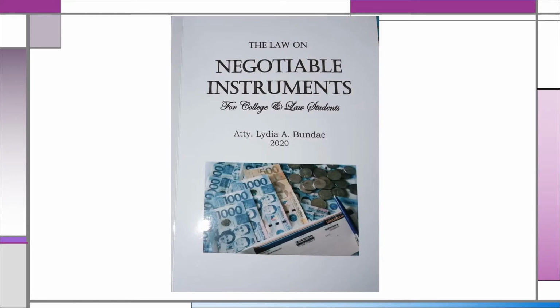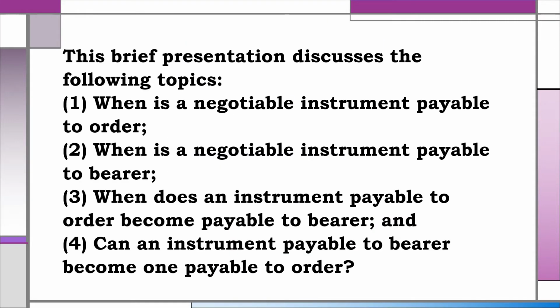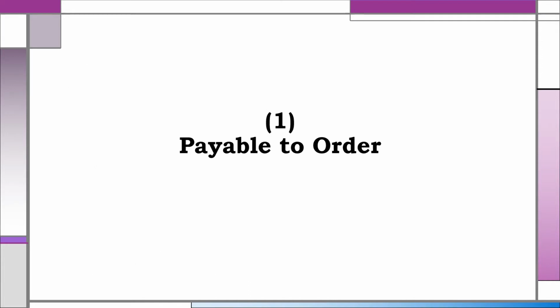Our topic is negotiable instruments law, and much of the discussion is lifted from my book, The Law on Negotiable Instruments. This brief presentation discusses the following topics. 1. When is a negotiable instrument payable to order? 2. When is a negotiable instrument payable to bearer? 3. When does an instrument payable to order become payable to bearer? And 4. Can an instrument payable to bearer become one payable to order?